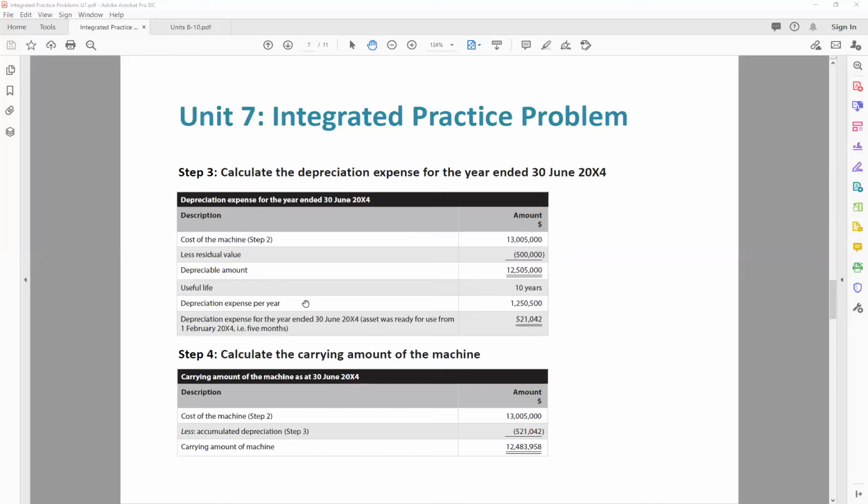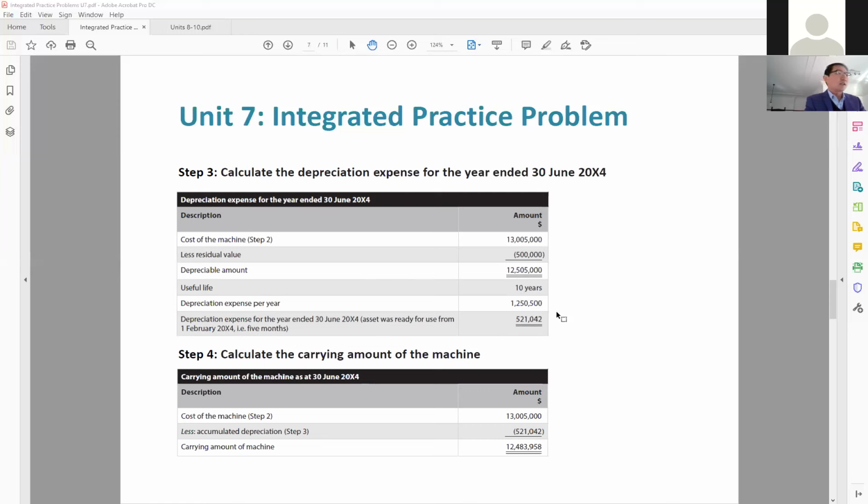So the depreciation expense per year is going to be around 1,250,500. However, again, this is why you also need to be careful about the time component. For the depreciation expense for the financial year 30 June X4, we need to apportion that amount, because the asset was ready from the 1st of February or the end of January, which means that only 5 months of the entire year was actually going to be depreciated.